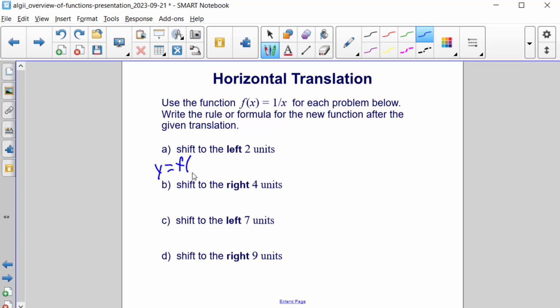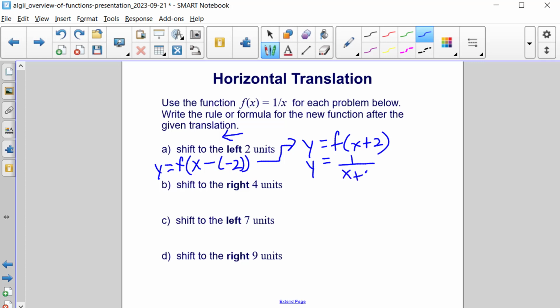have y equal to f of x minus -2, because remember, left is in that negative direction. We can then rewrite this as y is equal to f of x plus 2, because remember the minus negative becomes a plus sign. And then if we put it in terms of 1 over x notation, it would be y is equal to 1 over the entire quantity x plus 2.